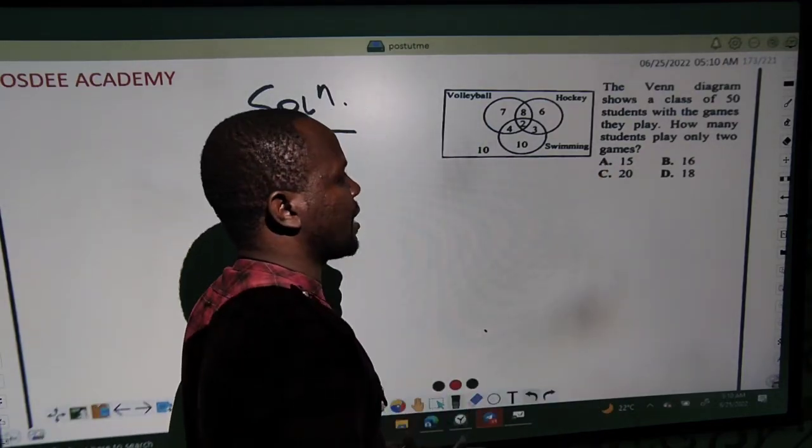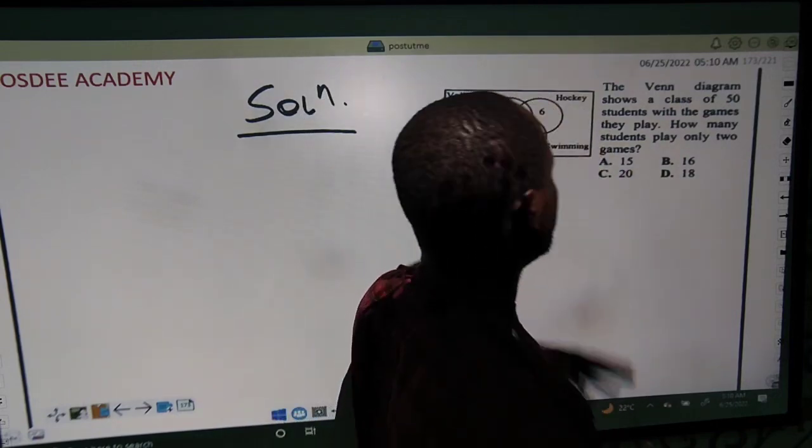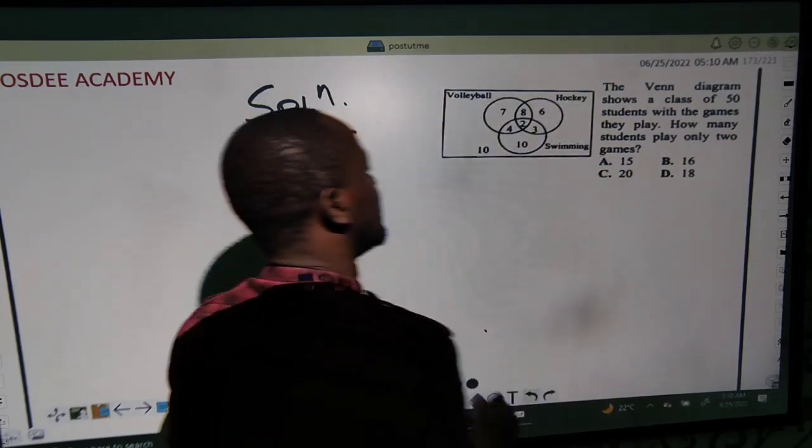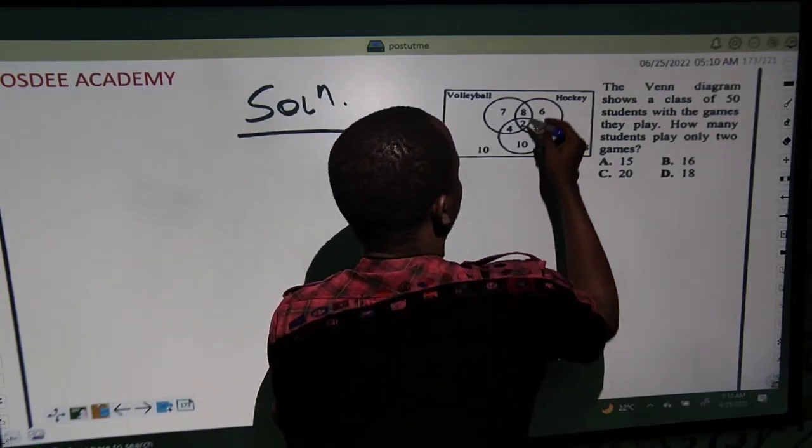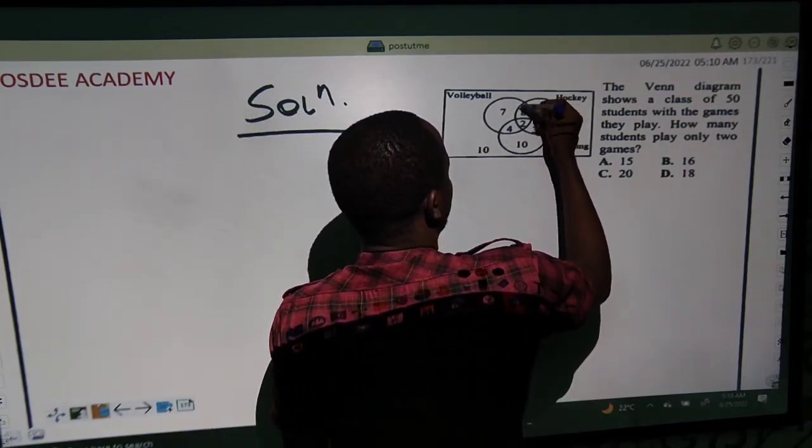The Venn diagram shows a class of 50 students with the games they play. How many students play only 2 games? Only 2 games. Point of intersection 8.